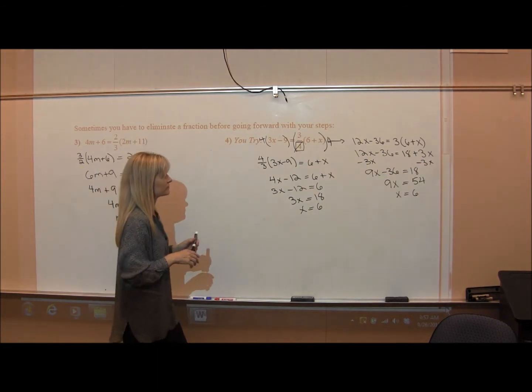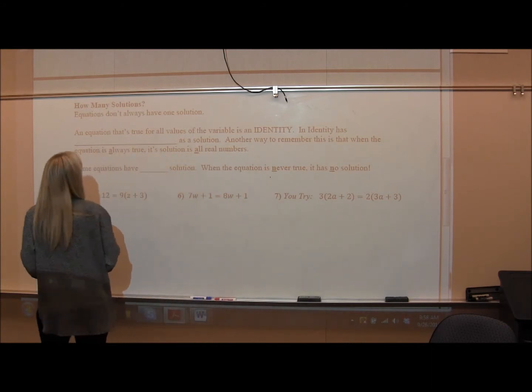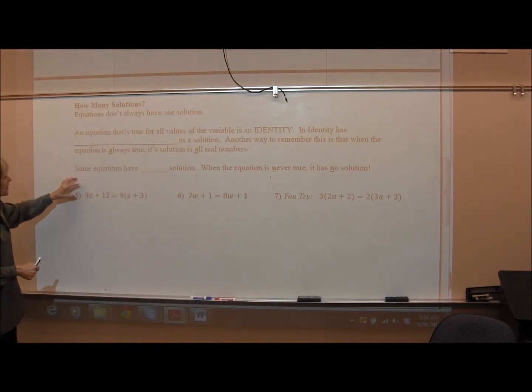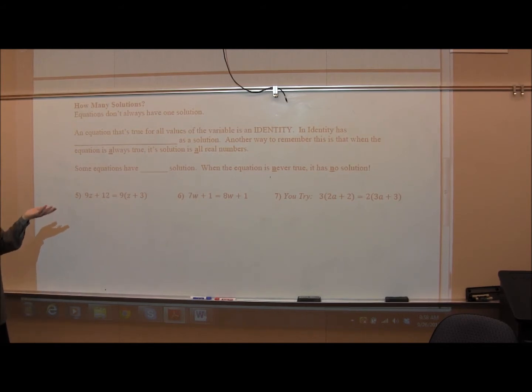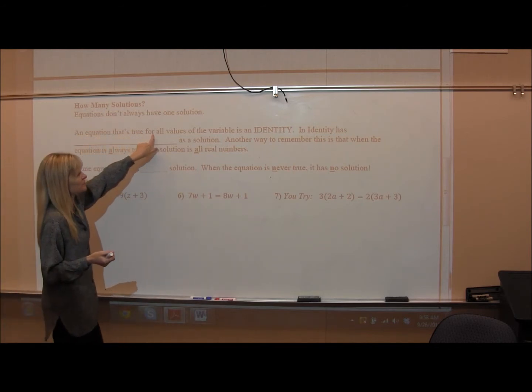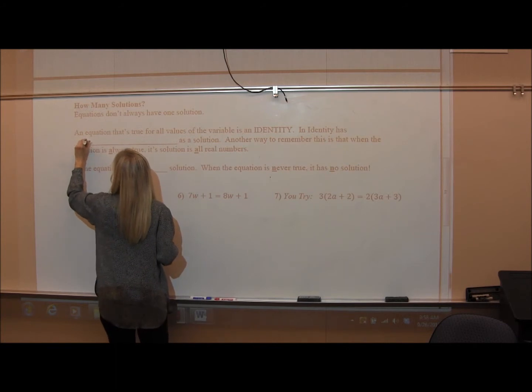Cleaner numbers. How many solutions? Equations don't always have just one solution. If you get down to the end and you're solving it and you get something like 3 equals 3, okay? Something that's always true, then that's called an identity. Okay, and an identity has all real numbers as a solution.